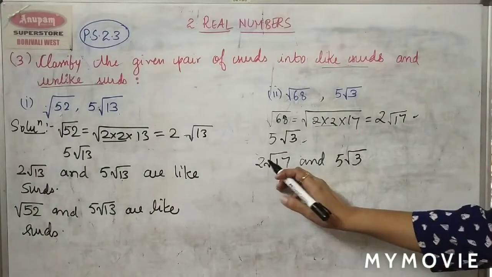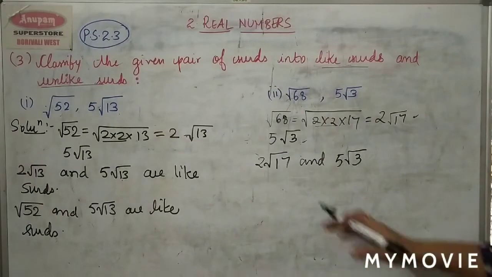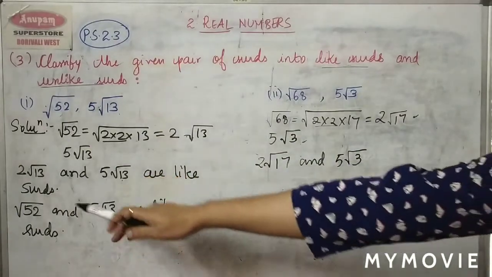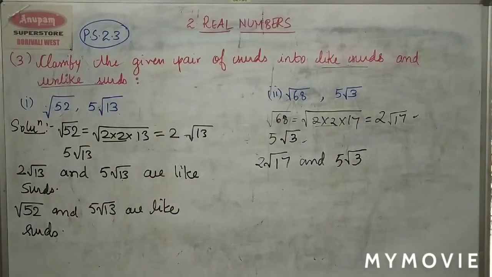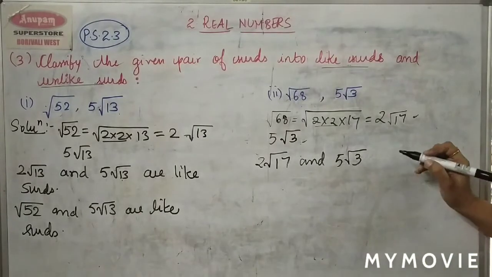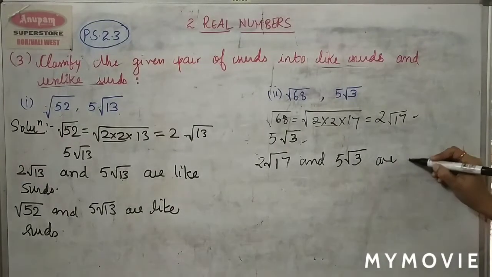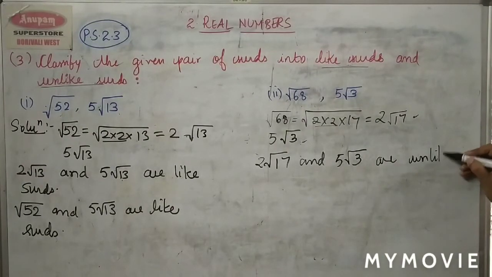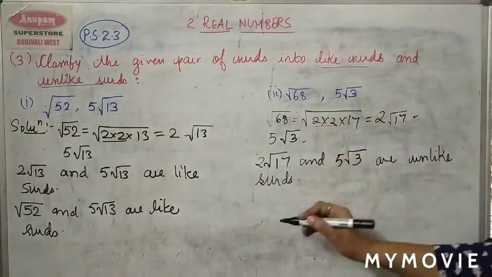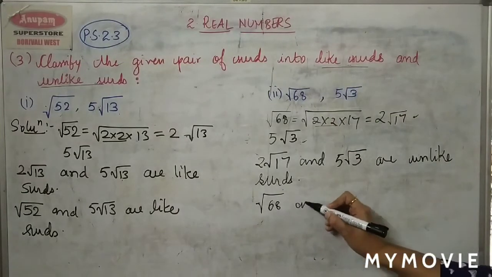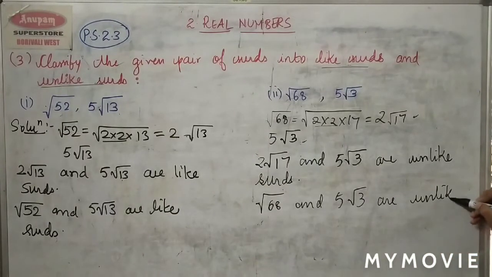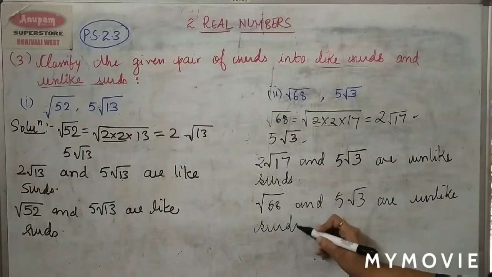These have the same orders, right? But they do not have the same radicands. The numbers inside the root sign are different. In the first example, both the numbers inside were also similar, and that's why they were like surds. But here, that's not the case. Here, these numbers are different, and therefore we'll say that both numbers are unlike surds. But 2 root 17 was the reduced form; the original question is root of 68 and 5 root 3 are unlike surds.